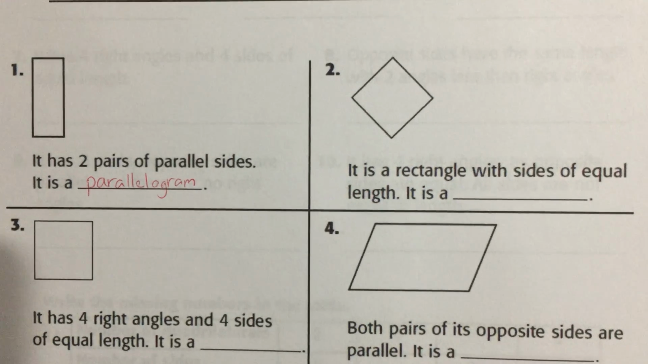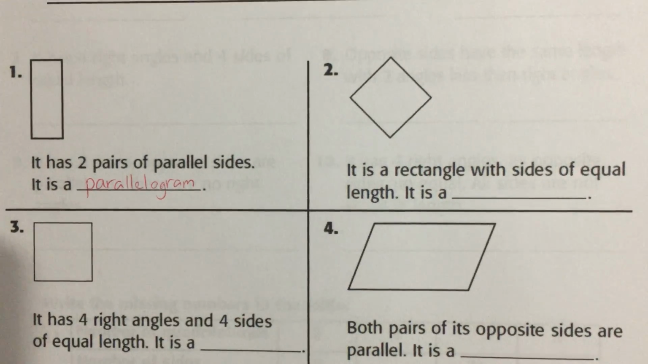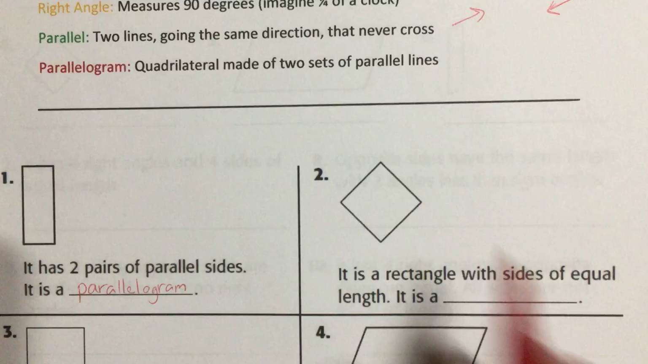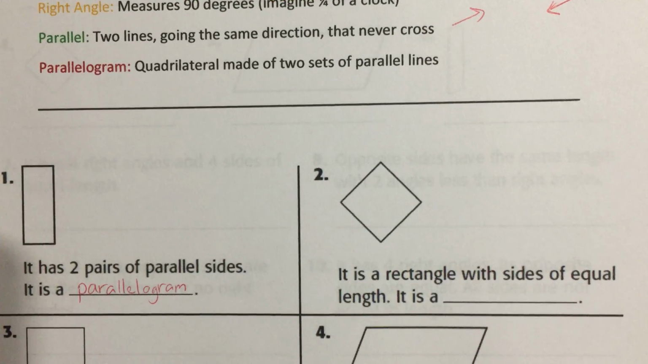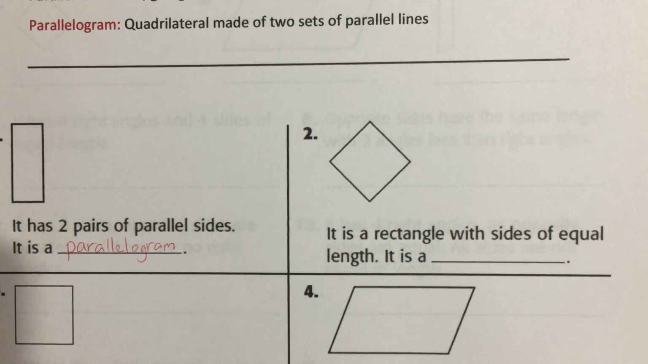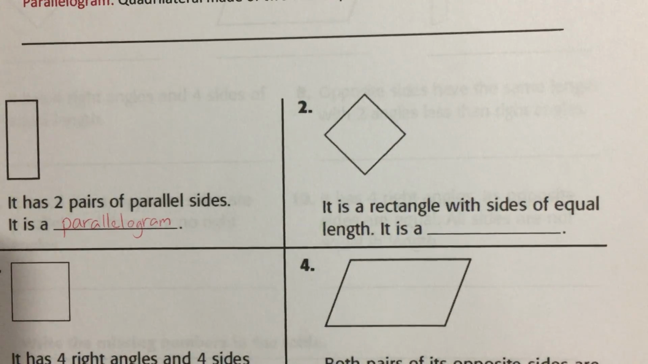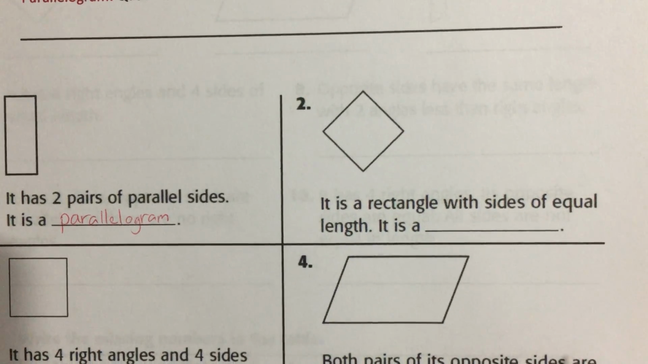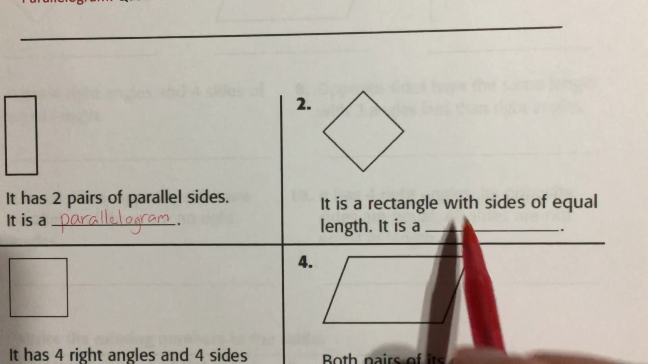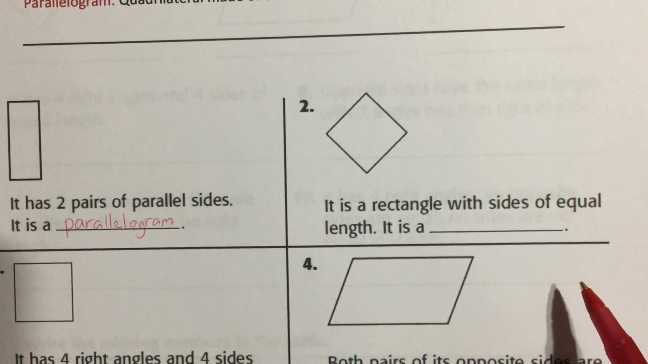Okay, based on what they told us about it, that's got two pairs of parallel sides. Right there, that tells us right off the bat it's a parallelogram. Could be a rectangle as well, but it seems to match best with that definition. Okay. Number 2. It is a rectangle with sides of equal length.